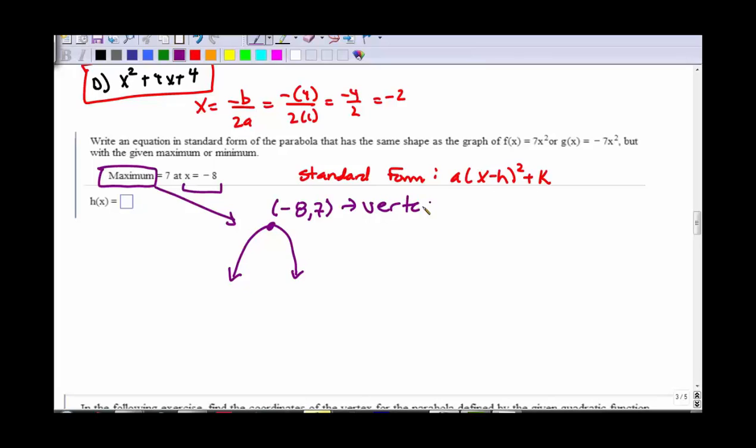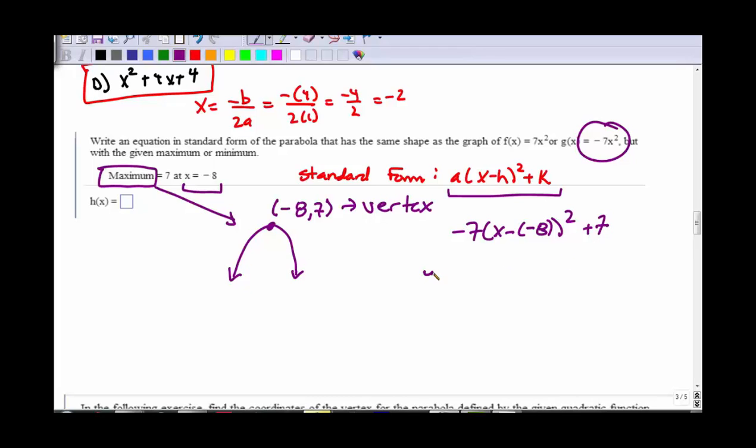Now we can use this value of the vertex to put this in standard form. Remember, we said we're going to use negative 7x squared because it's a parabola opening down. So my a value is going to be negative 7. Okay, and then I have my x minus h. So here with my value for h as negative 8, I'll have x minus a negative 8 quantity squared, and then plus my k value. Now k is my y value, so plus 7.